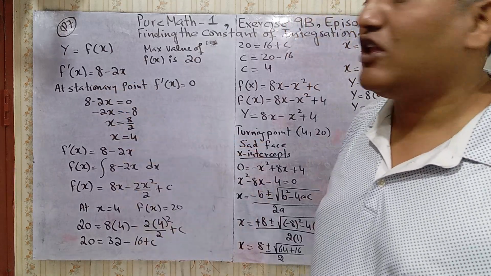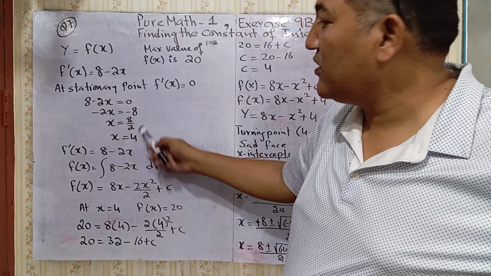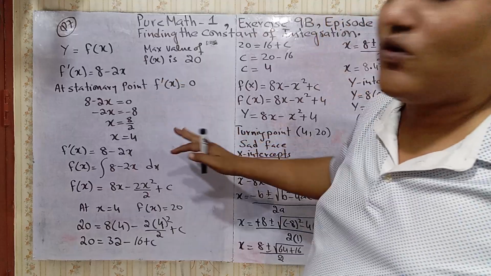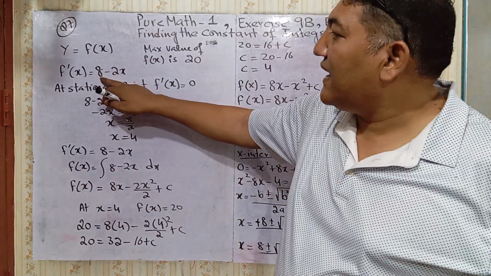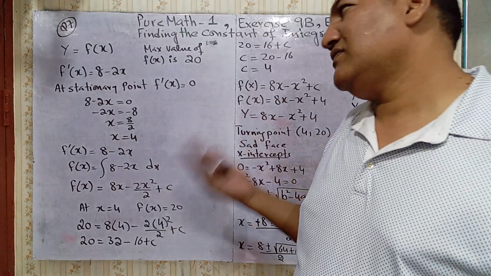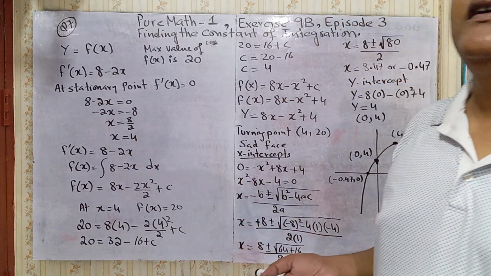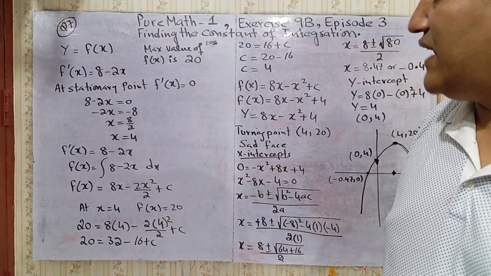From here I will get the value of x. So minus 2x will be equal to minus 8. Minus minus cancel. x will be equal to 8 by 2. The x is equal to 4. So the stationary point is when x is equal to 4. Okay, so at the maximum value this will be a stationary point. So at the stationary point the derivative is 0. Okay, so from there I got the value of x.